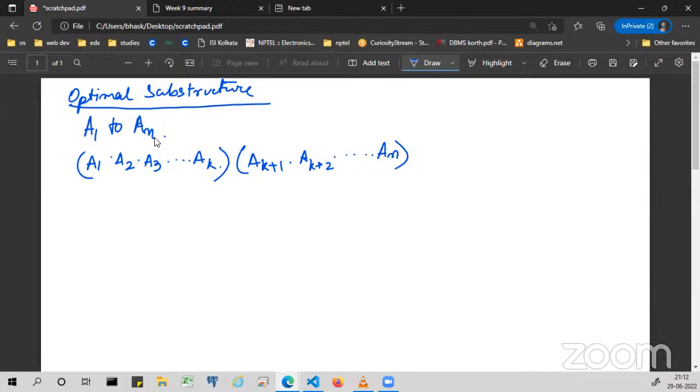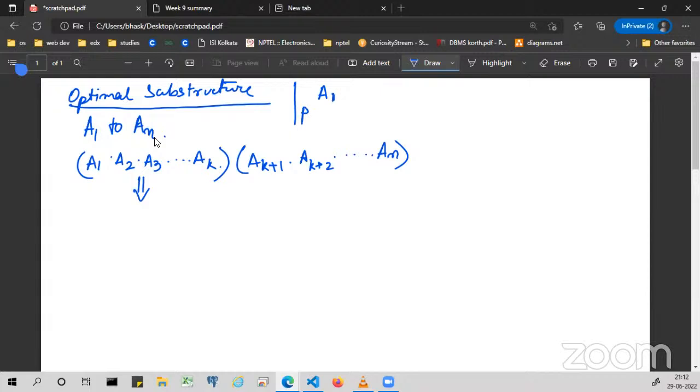Now tell me, what would be the dimension of this matrix? I have not written the data regarding dimension. So let's say A1 is there. Let's say the dimensions are given by the order, and I call this order P.